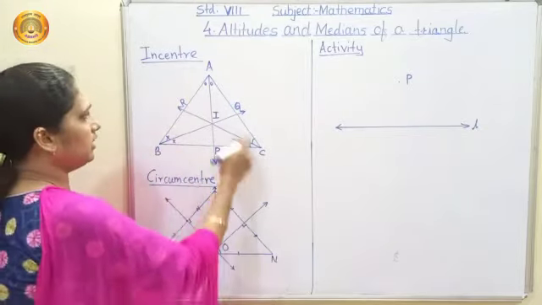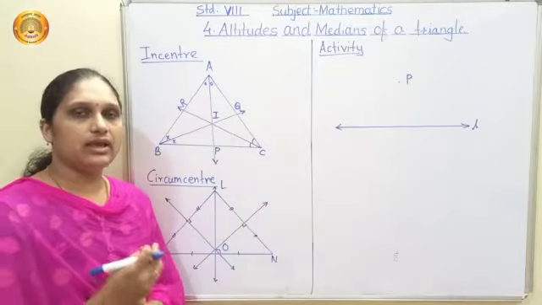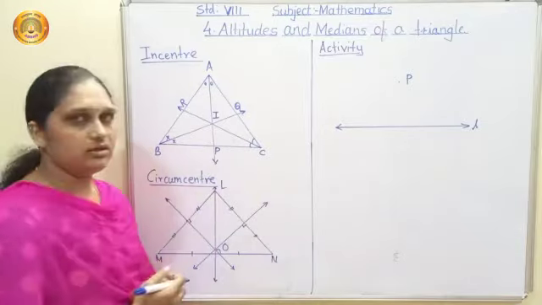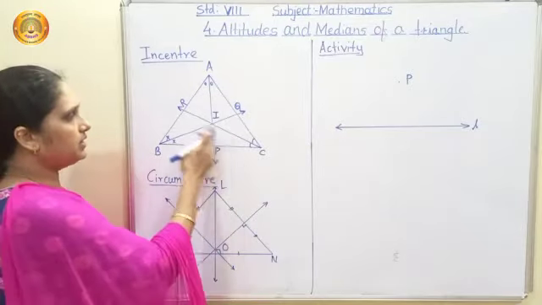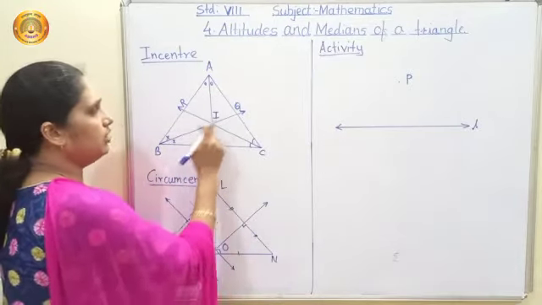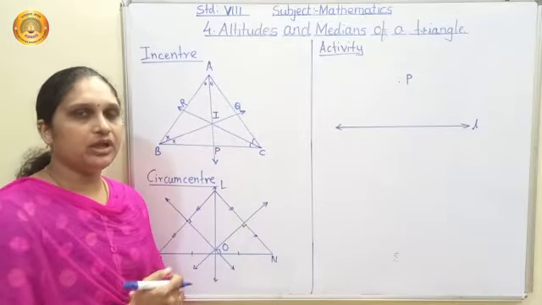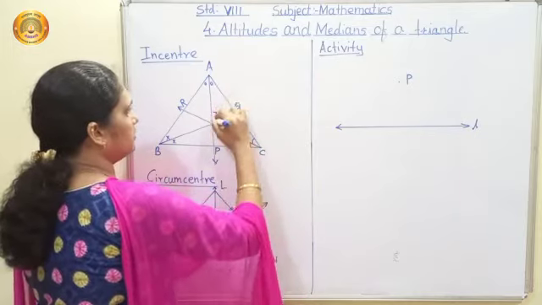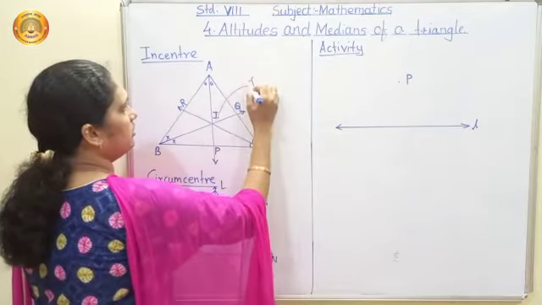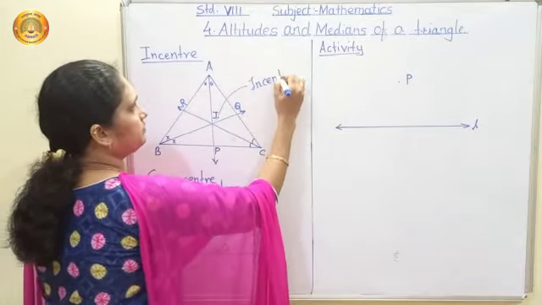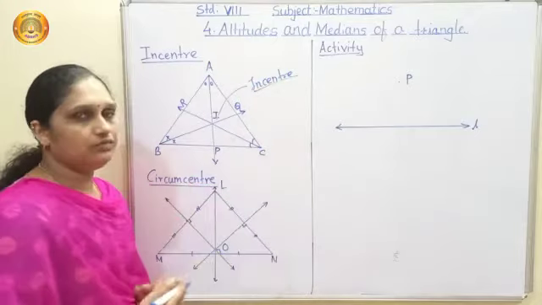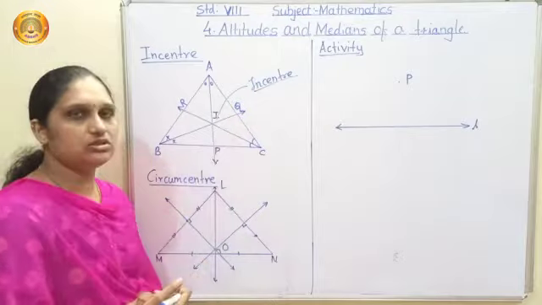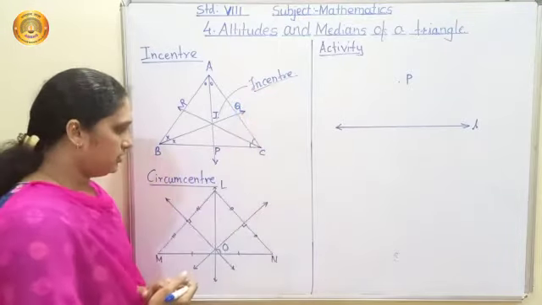In the triangle, if you draw the angle bisector of each and every angle of a triangle, then those angle bisectors pass through one point, and that point is called the incenter. That means this point is called incenter. Remember, if you are drawing angle bisectors, then the point of intersection is called incenter.